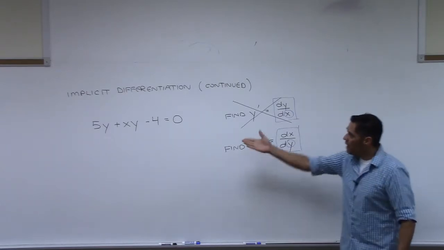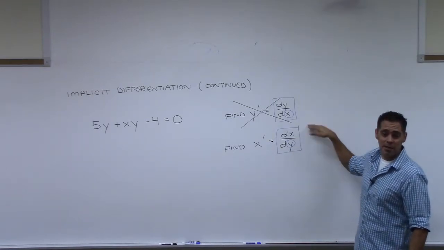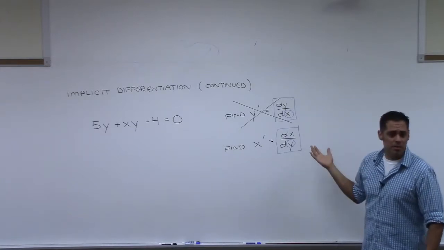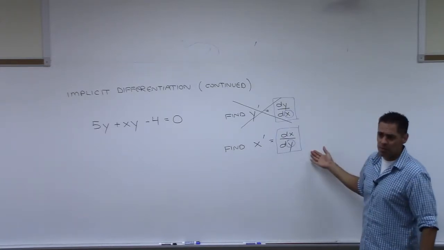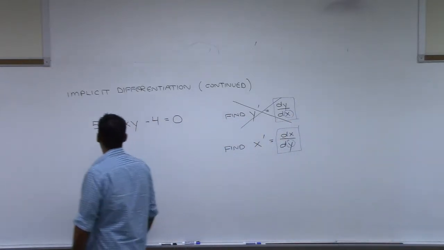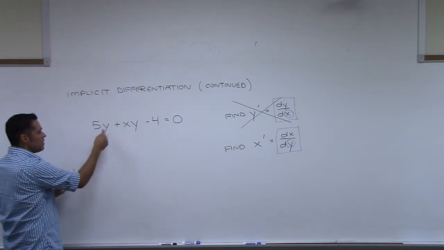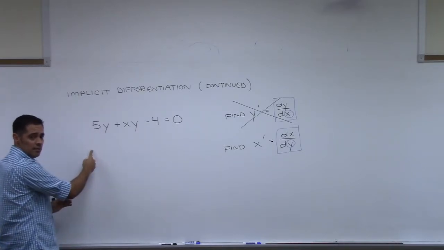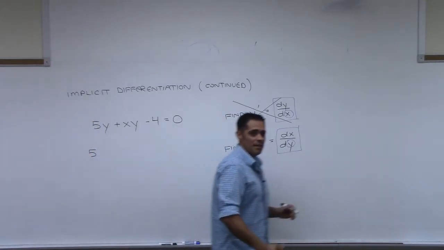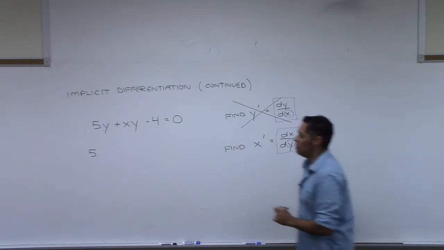Okay, so let's go back to this problem and let's find dx dy instead of dy dx. And then we'll talk about what's the difference between the two. Like, what is this one doing and what is this one doing? Are the answers the same? Let's see. All right, here we go. Starting back here, I take the derivative of 5 times something, right? That's going to come for the ride. So we get 5. Now, what is the derivative of y? 1 this time, right? So 5 times 1.